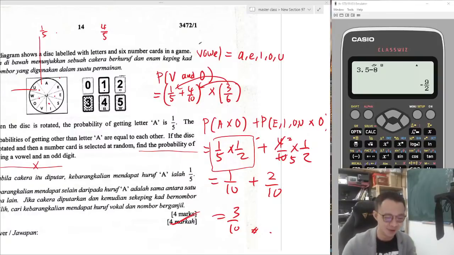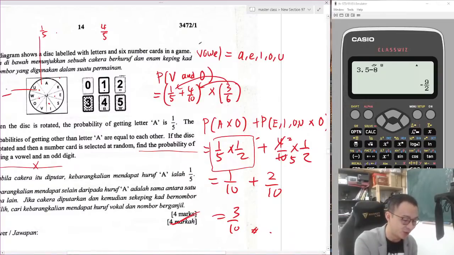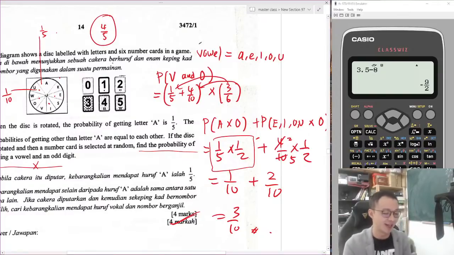Okay, so yeah, this one over 10 is just multiply and you will get over 10. And you do not know why each of the probability is 1 over 10, isn't it? You just use the 4 over 5 divided by 8. Because you have 8 of them, right? Then you get 1 over 10.